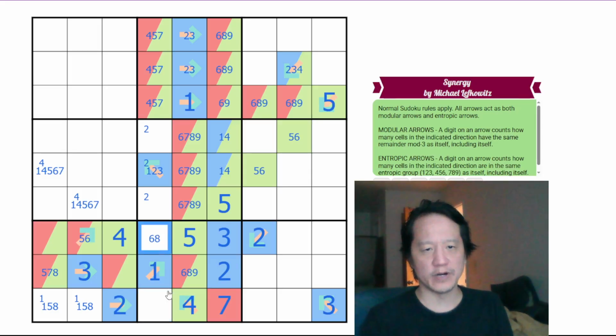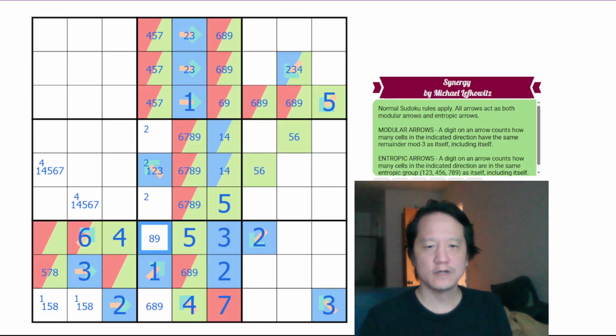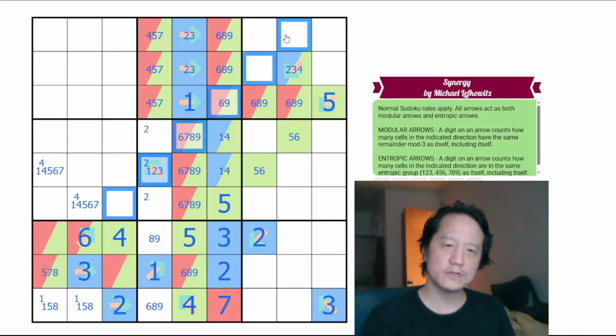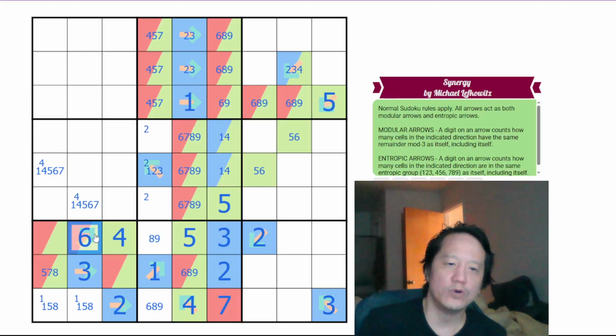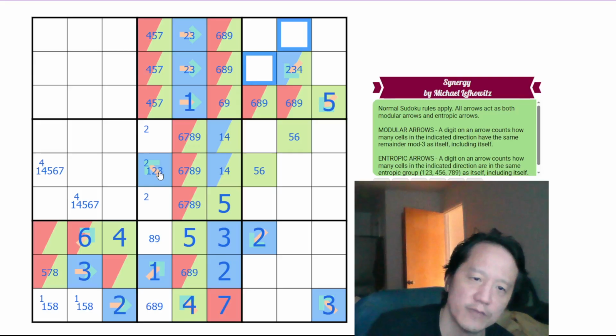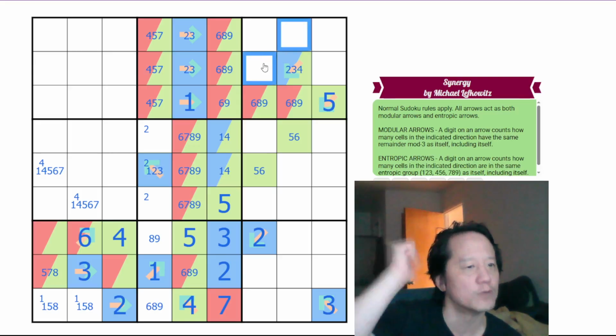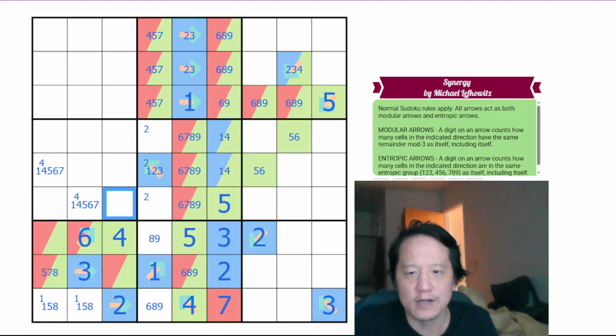Remaining digits then in box 9 are 6, 8, and 9. Five eliminates 5 here, so that's 6. Oh boy. That means we need 3. We have how many possible 6s? 1, 2, 3, 4, 5. 5 6s, and then we have 1 satisfying the entropic part and 1 satisfying the modular part. So that's what that's going to have to do. So then we have to have a 6 here.